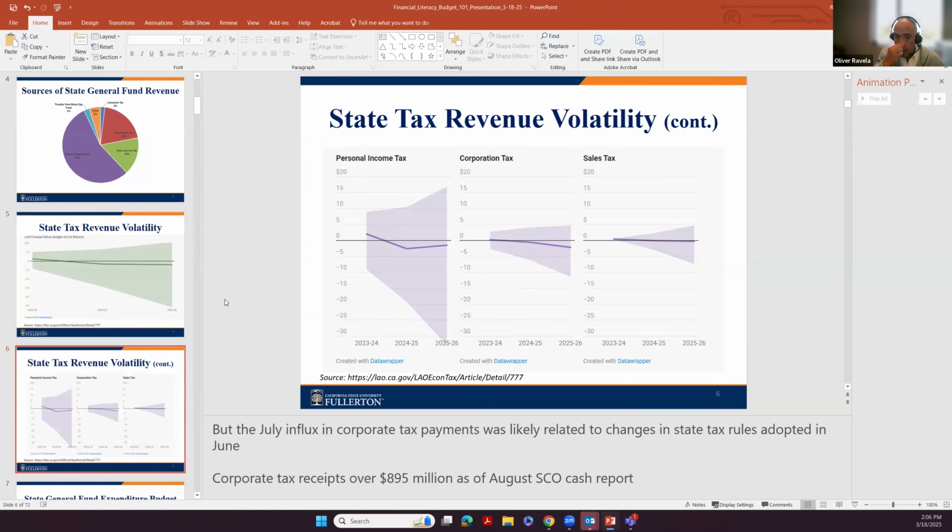Moving on to the next slide, you can see that the big three components of state tax revenue comprise personal income tax, corporate tax, and sales tax. The area that LAO shows to have the most revenue volatility is personal income tax, and that has to do with how much of the state's taxation system is dependent on personal income tax and specifically capital gains. Depending on the performance of the stock market, that can significantly affect revenue collections by the state of California. Moving on.